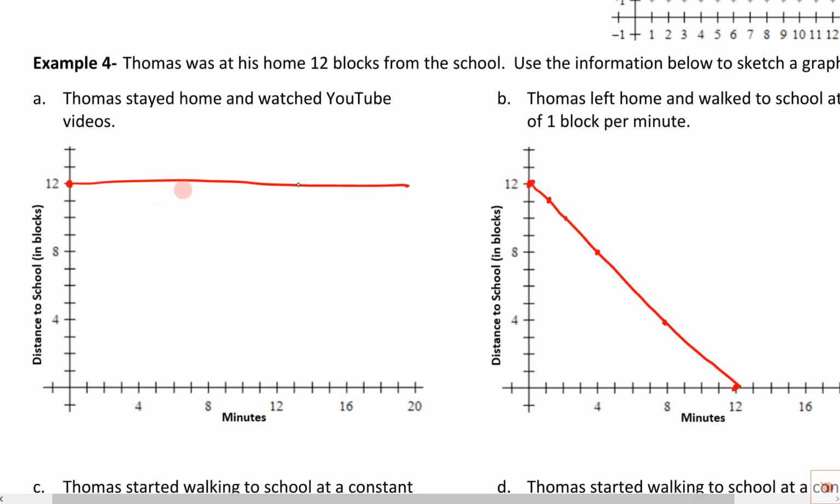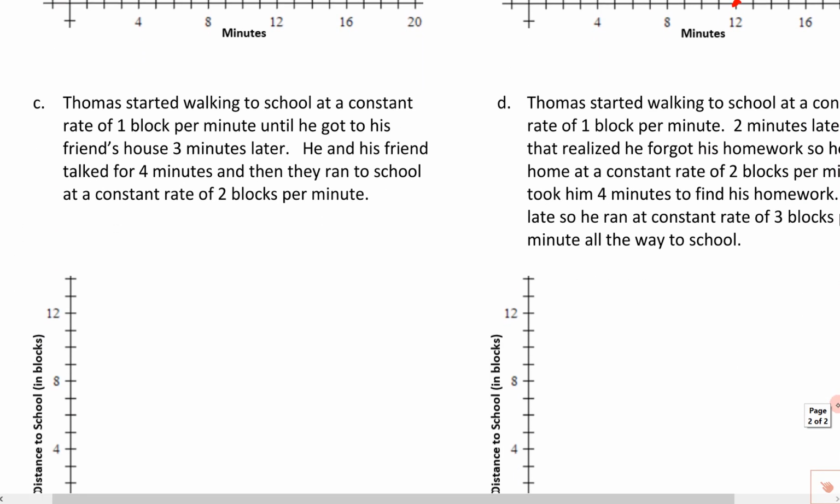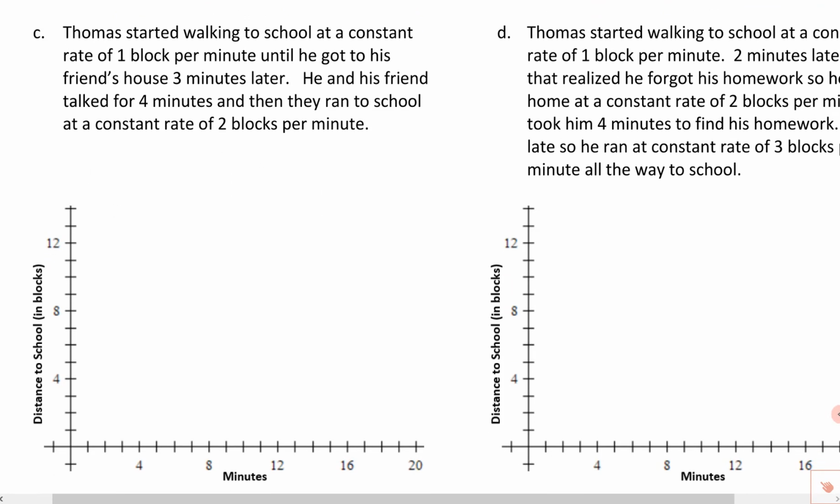On this one here, he wasn't walking at all. He wasn't moving at all. Okay? Let's take a look at the next one. I have a feeling these are going to get more complicated as we go along. Okay, it says Thomas started walking to school at a constant rate of 1 block per minute until he got to his friend's house 3 minutes later.